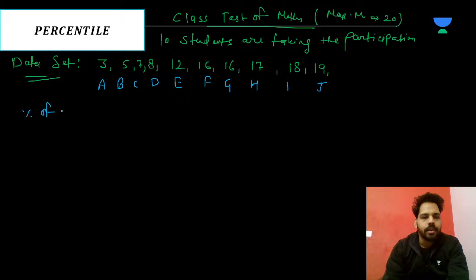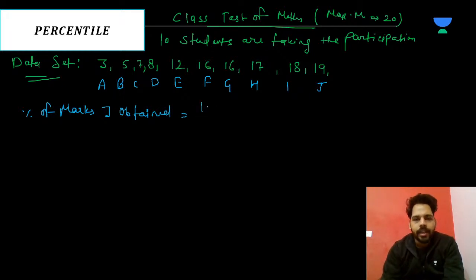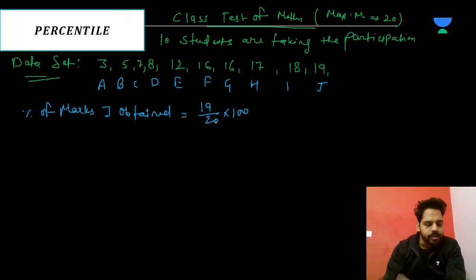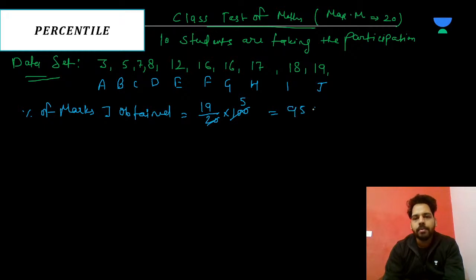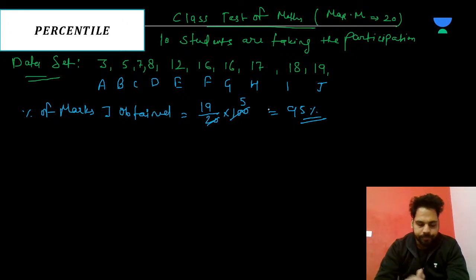Percentage of marks, you will write percentage of marks J obtained is equal to how much? You will write 19 out of 20 into 100. You will do like this. That means you are getting 20 fives, so you are getting 95% marks. That means the percentage of marks that J obtained is 95%, that is, J obtained 95% marks out of 100%. This you know. Okay.